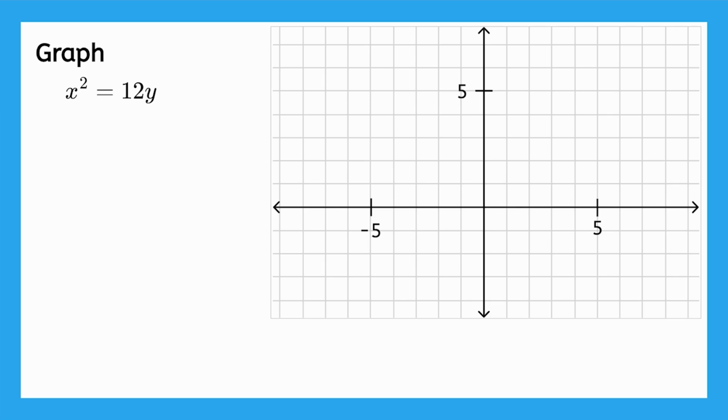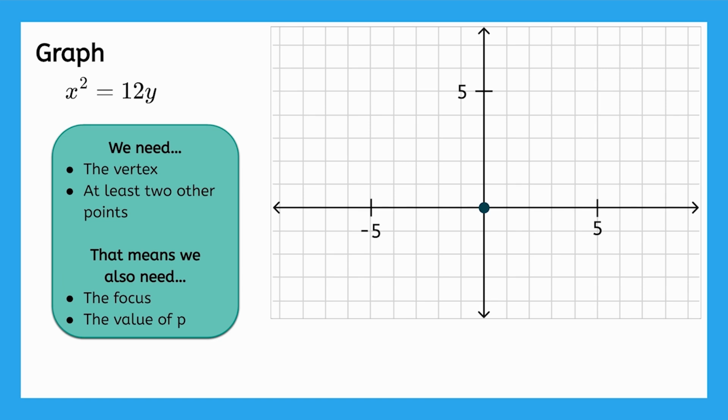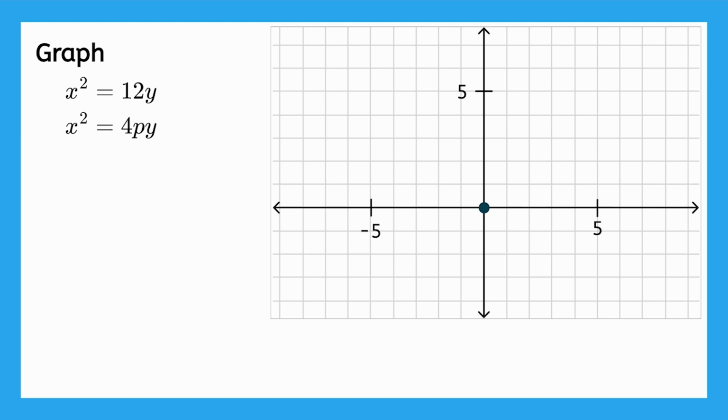Here's an equation in that standard form that we just found. X squared equals 12y. Let's graph it together. In this form, we know that the vertex is at 0, 0. To graph any parabola, we need the vertex and at least 2 other points. To find those 2 points, we'll need the focus and the value of p. Remember, p is the directed distance between the vertex and the focus, and we can identify p from the standard form, x squared equals 4py. Here, 4p equals 12, so we know p is positive 3.